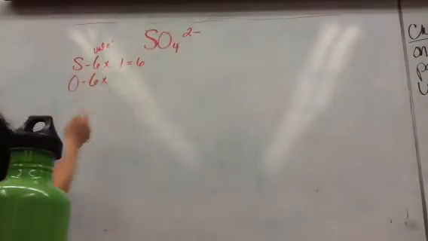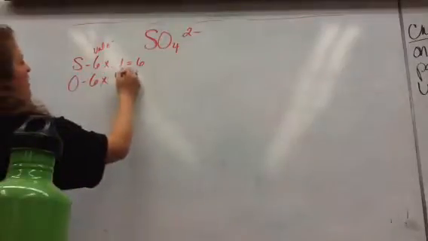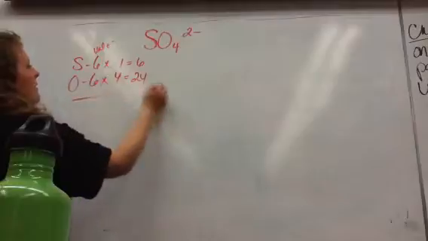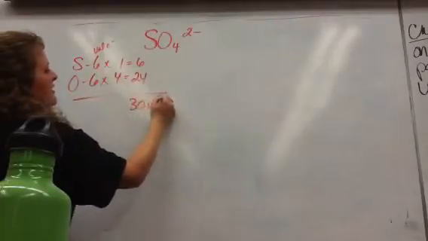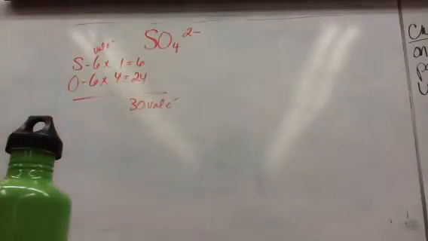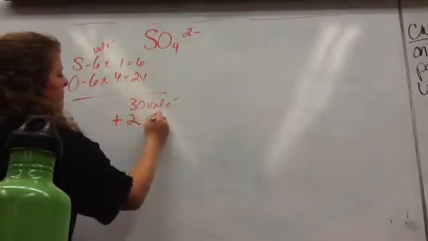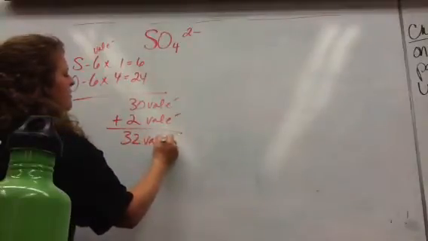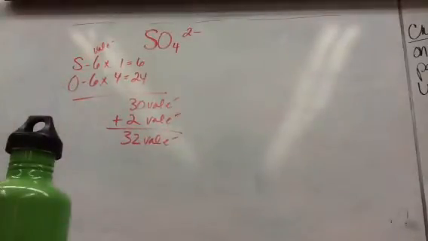Oxygen. How many valence electrons does oxygen have? 6. How many oxygen do we have? 4. 4, which gives us? 24. Okay, so that gives us a total of 30 valence electrons, but wait, there's more. You got to add 2. So we have a total of 32 valence electrons that we're looking for.